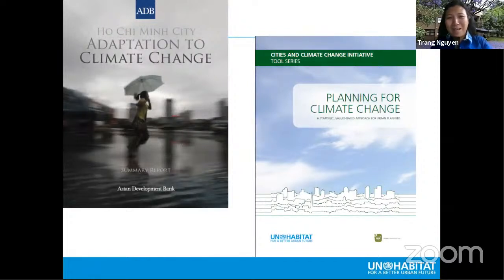I find that there's one good example, the climate change adaptation plan for Ho Chi Minh City. It's a bit old, 10 years ago, but it's still used as I find it is quite a good template, a good format. I would also share this document with you, and this guide for planning for climate change. So thank you very much for your attention and your contribution in the session.